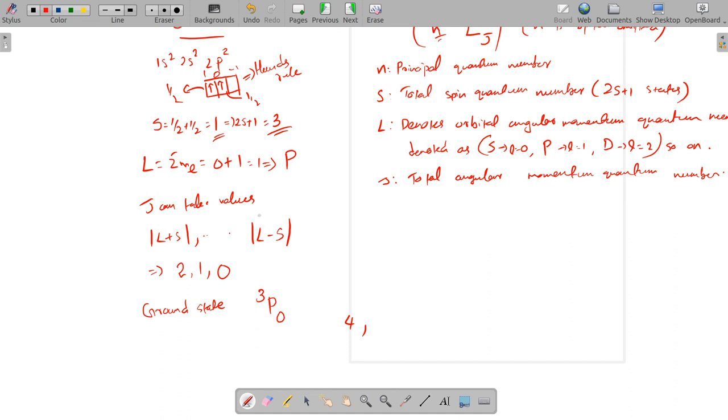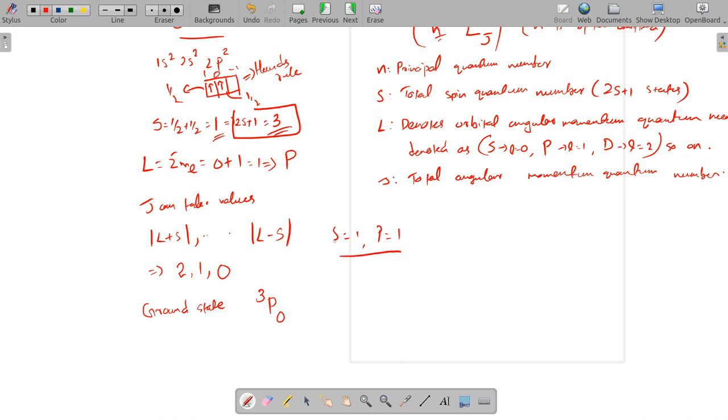3, yes, 3 is correct. S is 1 here, this is 2S plus 1. So we have to take S and L. S is 1 and L is 1. S is 1, P is 1. Okay, now it's fine.